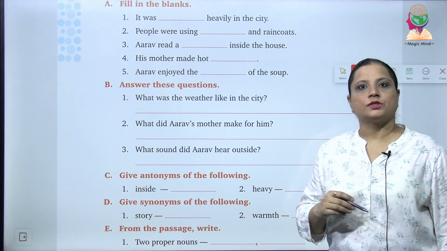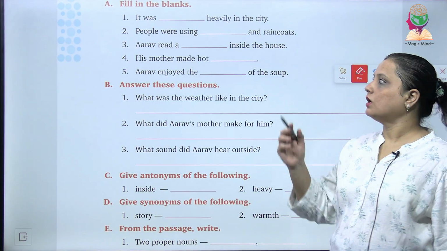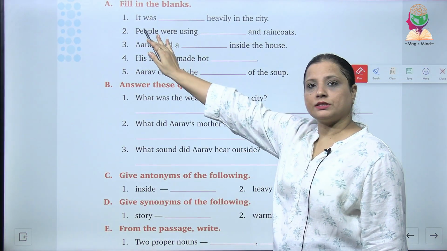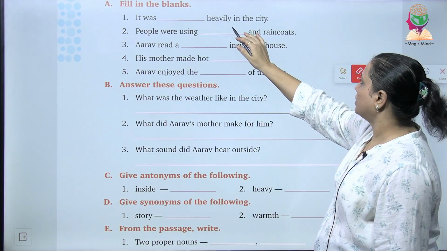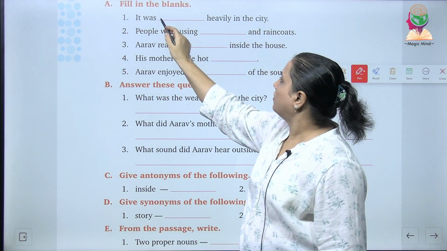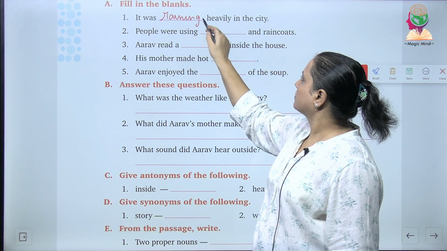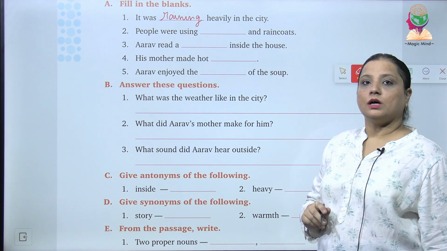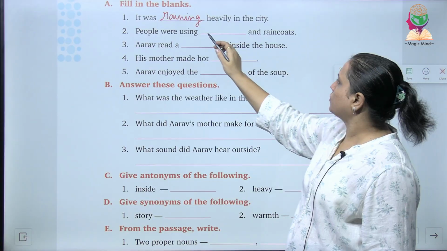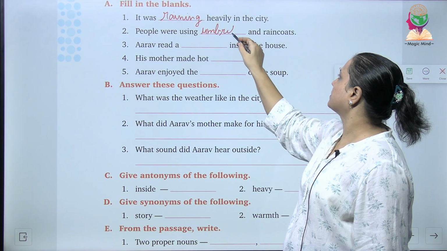The next page says we have to complete the question answers of the following passage, and the first question is fill in the blanks. The first statement is: it was dash heavily in the city. What was happening? It was raining. Then the second: people were using dash and raincoats. What were the people using? They were using umbrellas.